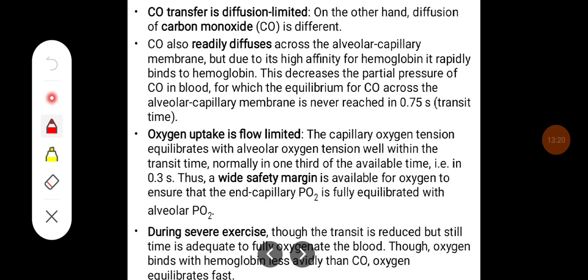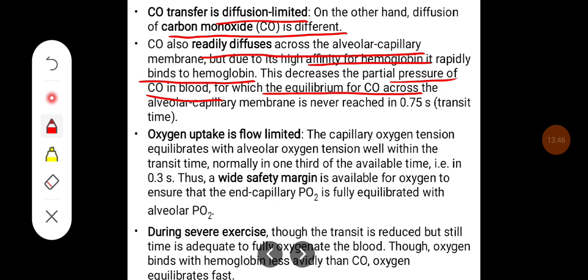Carbon monoxide transfer is diffusion limited. On the other hand, diffusion of carbon monoxide is different. Carbon monoxide also readily diffuses across the alveolar capillary membrane, but due to its high affinity for hemoglobin, it rapidly binds to the hemoglobin. This decreases the partial pressure of carbon monoxide in blood, for which the equilibrium for CO across the alveolar capillary membrane is never reached in 0.75 seconds, that is the transit time.